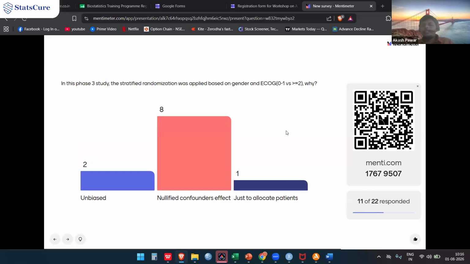Now one more question. In this phase 3 study, we are going more into RCT now. Stratified randomization was applied to assign patients either to control or to the experimental arm based upon their gender and ECOG performance status. Why? One was to have an unbiased result. Another was to nullify the confounder effect, or just to allocate patients to arms. The second answer was chosen correctly by more people.